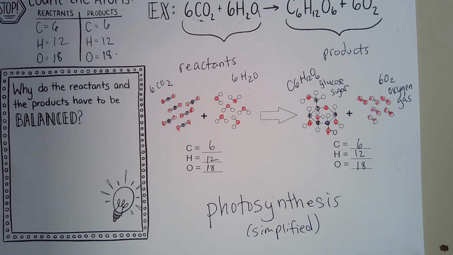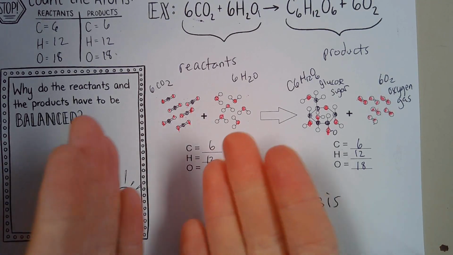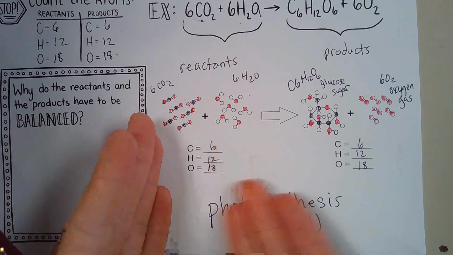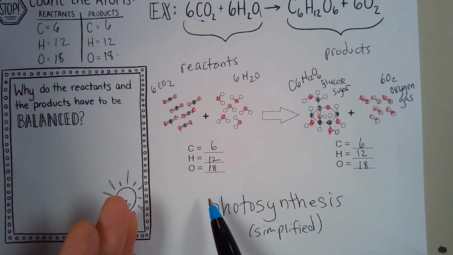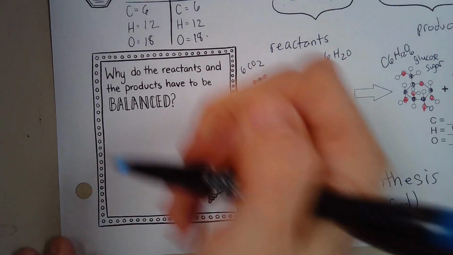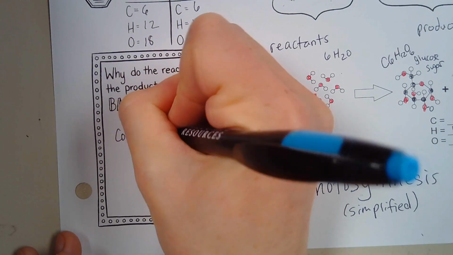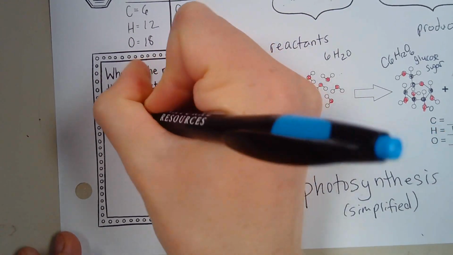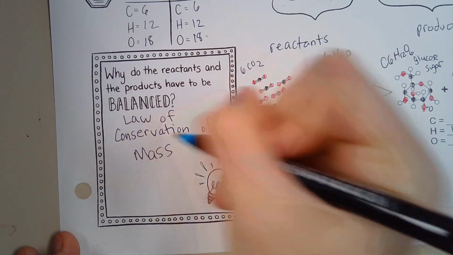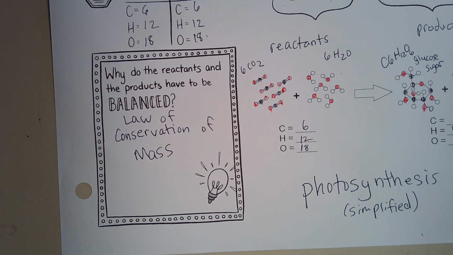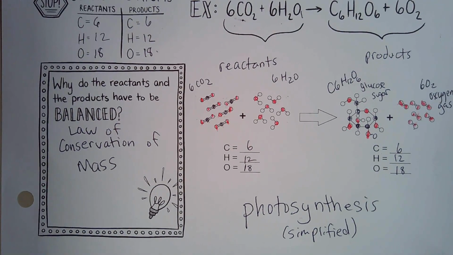You see also that what you start with, the atoms, is what you end with. You don't start with the same molecules, but you start with the same atoms. And that is what we call the law of conservation of mass, which means that in chemical reactions, we don't gain or lose atoms. What we start with in our chemical reaction is what we end with. Okay, if you guys have any questions, let me know.